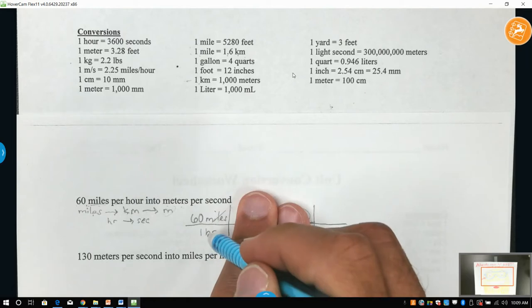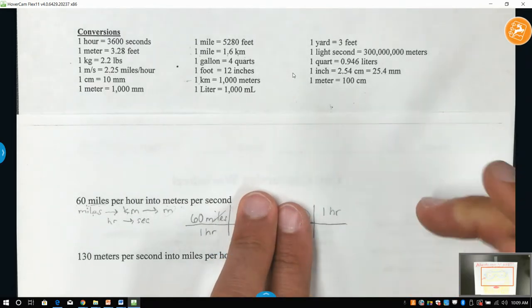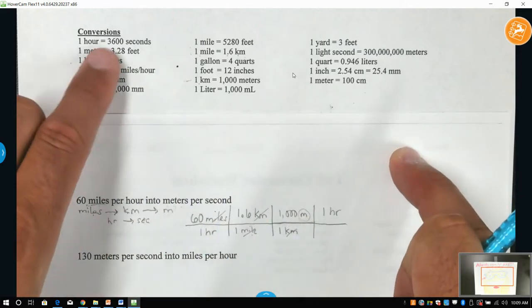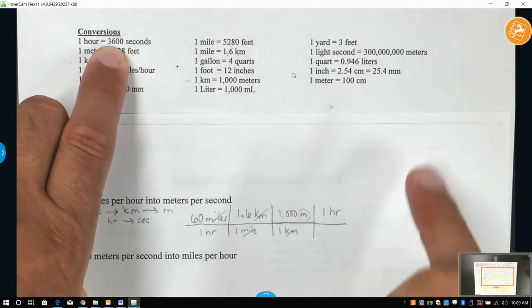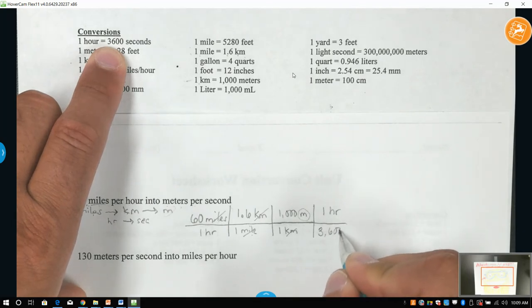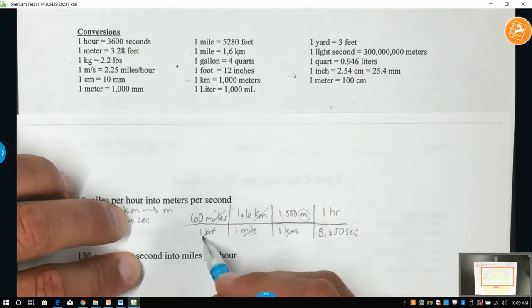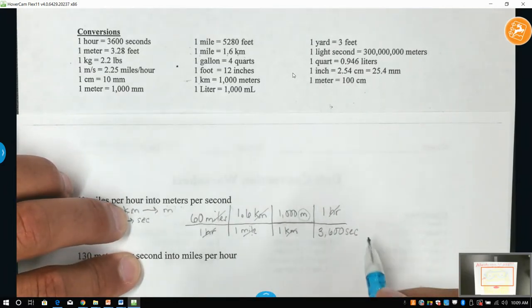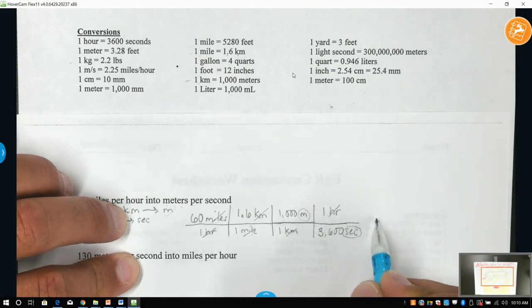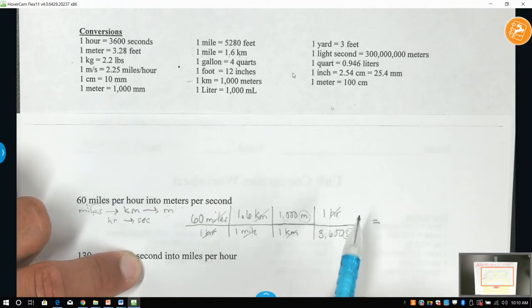Since hour is already on bottom here, good, on top. So we would have 1 hour, and the second piece is here, the 3600 seconds. Now, since we have hour on top and bottom, that cancels, and that leaves us with seconds underneath. So when we calculate this, you multiply everybody on top.